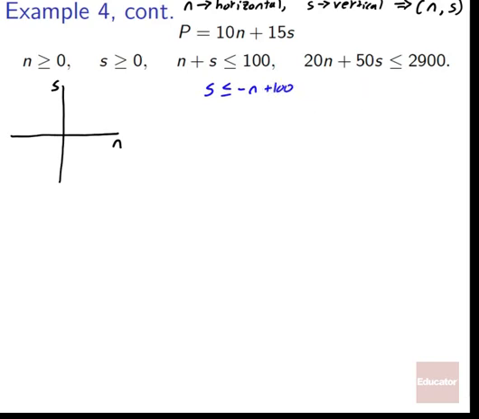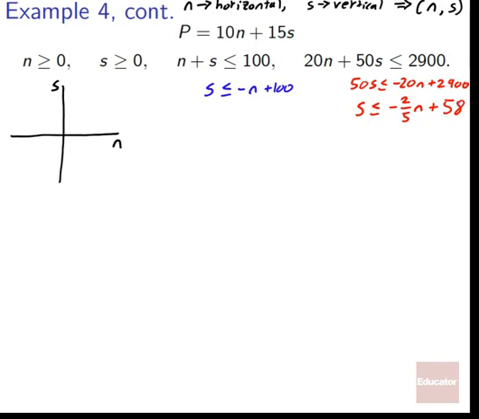20N plus 50S is less than or equal to 2900. 50S is less than or equal to negative 20N plus 2900. We divide both sides by 50. We've got S is less than or equal to negative 2/5 N plus 2900 divided by 50 becomes 58. I had to use a calculator for that one. So 2900 divided by 50 becomes 58. So we've got S is less than or equal to negative 2/5 N plus 58.